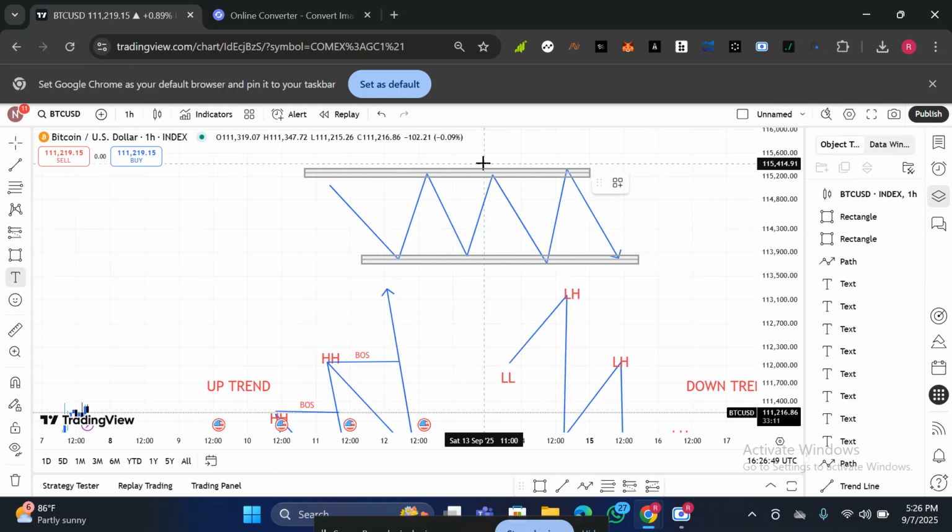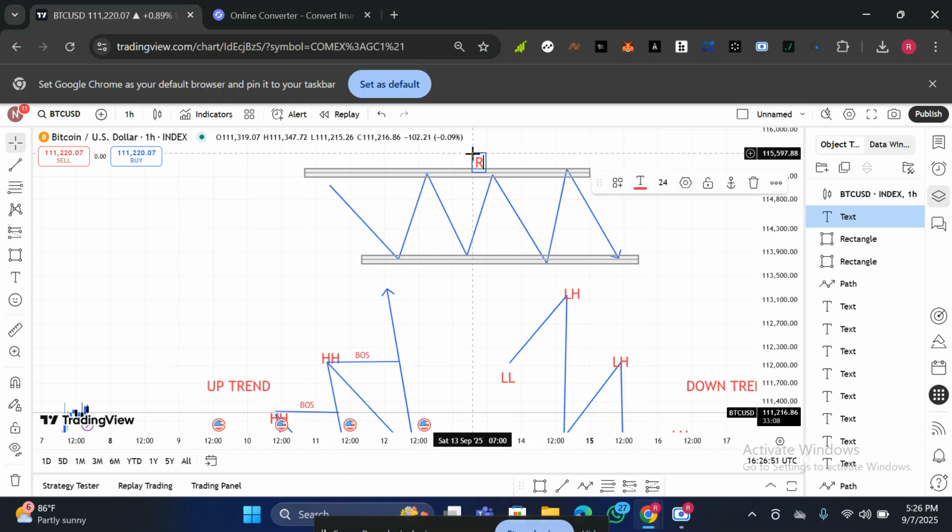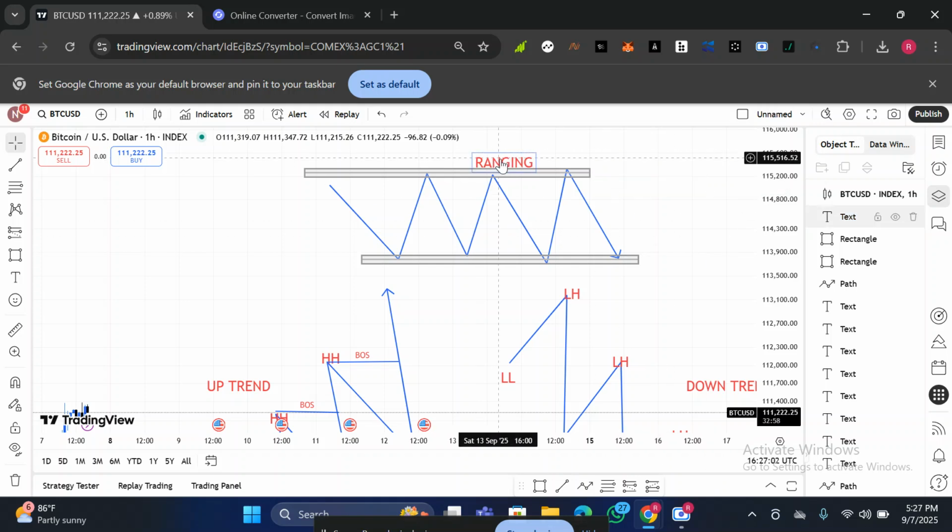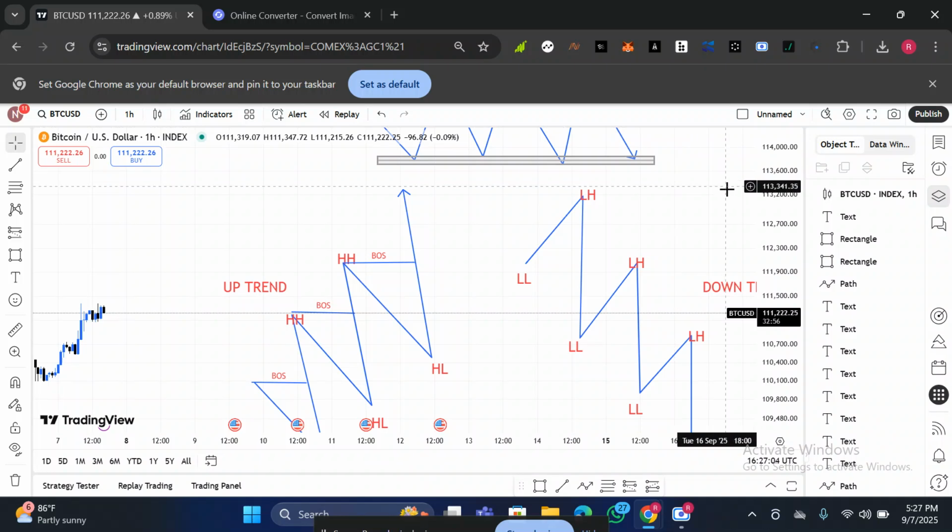Let me just quickly identify it fast. For a ranging market, you can put any short form there so that it can be clear. So the market can always move in this particular way.